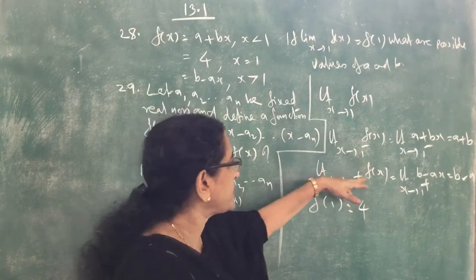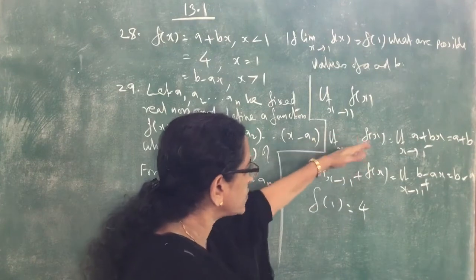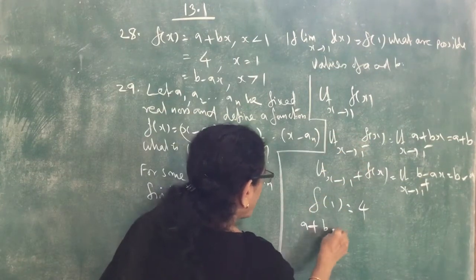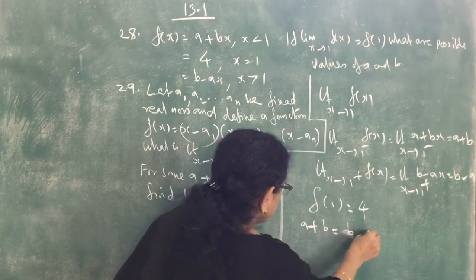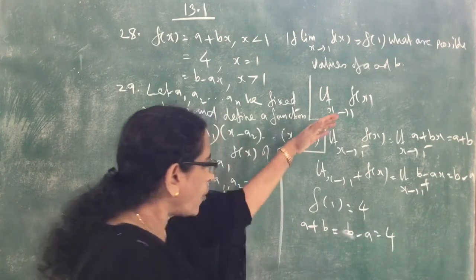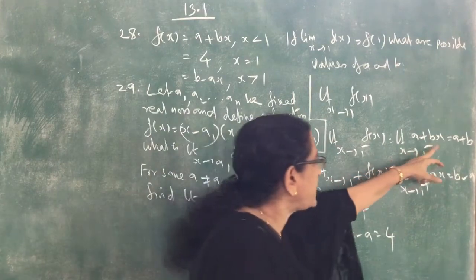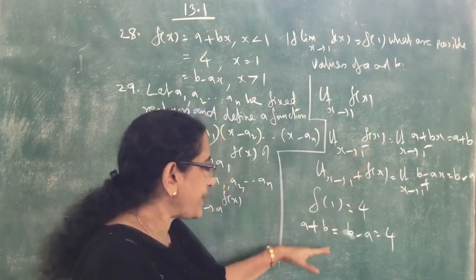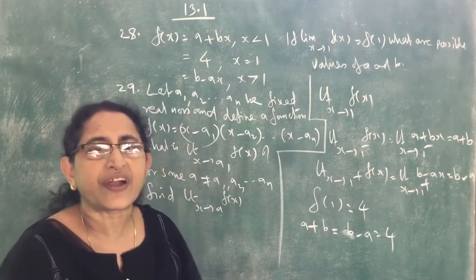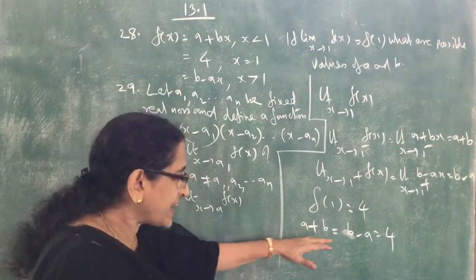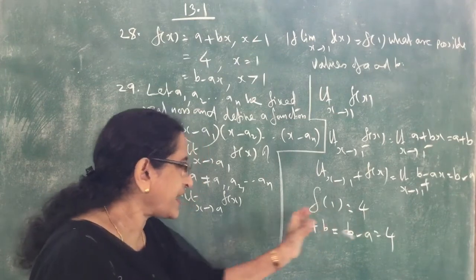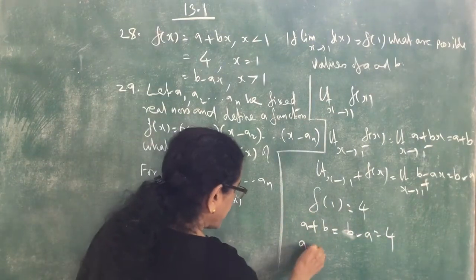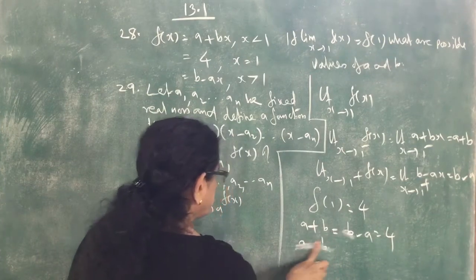So we can equate a + b, all these three will be equal. Therefore, we can write a + b = b - a = 4. Left limit a + b, right limit b - a, f(1) is 4. So these three will be equal. Using that, we have to find the values of a and b. Since three are equal, we can equate any two. So that means a + b is equal to 4.